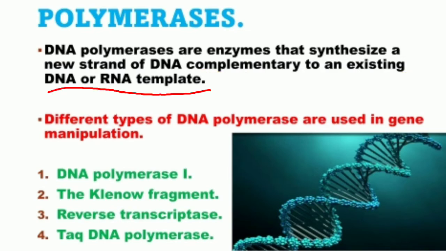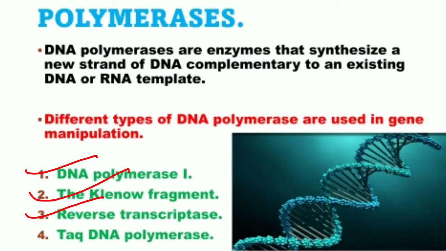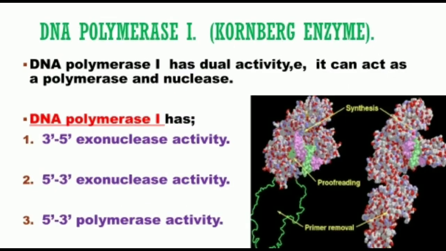Different types of DNA polymerases are used in gene manipulation. First is DNA polymerase 1, the Klenow fragment, reverse transcriptase, and Taq DNA polymerase. We will discuss these polymerases one by one. Coming to the first, DNA pol 1.